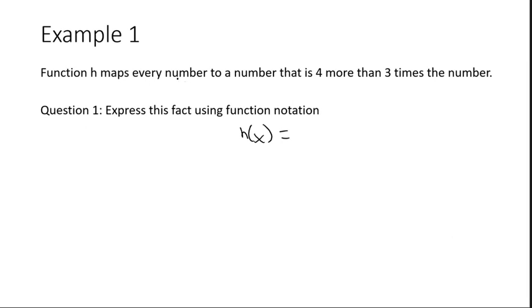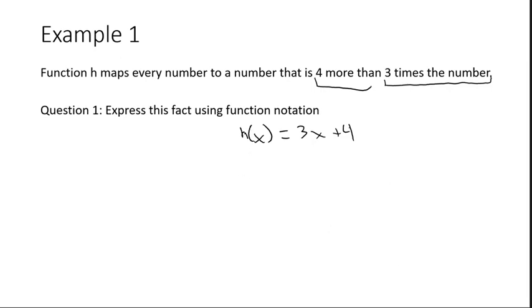And it maps every number, so it's equal to, where every number is being mapped to a number that is 4 more than 3 times the number. So 3 times the number would be 3 times x, and then 4 more than that would be plus 4. All right, so this would be your function h represented in function notation.